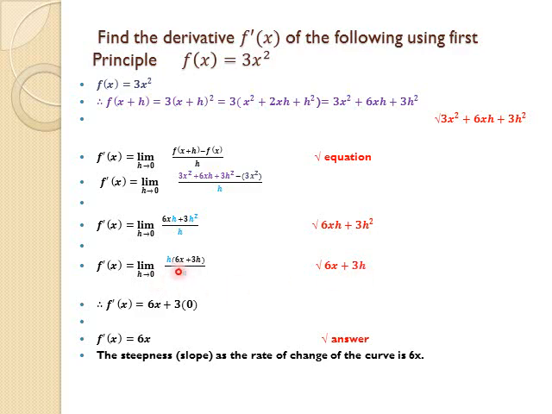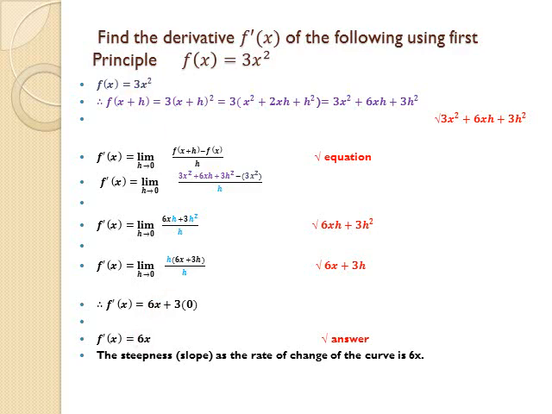And now, because I don't have h as a denominator, I substitute h tends to 0 in. So 3 times 0 would be 0, and I'm left with 6x. So the steepness, or the slope, or the gradient, rate of change of the curve is 6x. So as I said, rate of change for a parabola will always be the equation of a straight line. In short, you should see 2 times 3 gives me 6. 2 minus 1 gives me 1. So when we do rules of differentiation, we will do the shorter route.